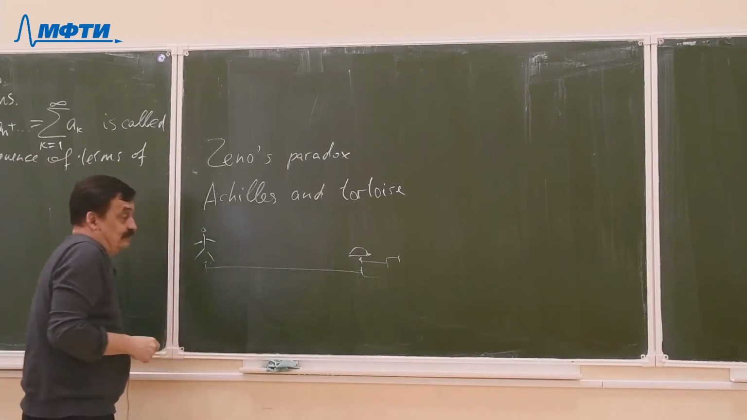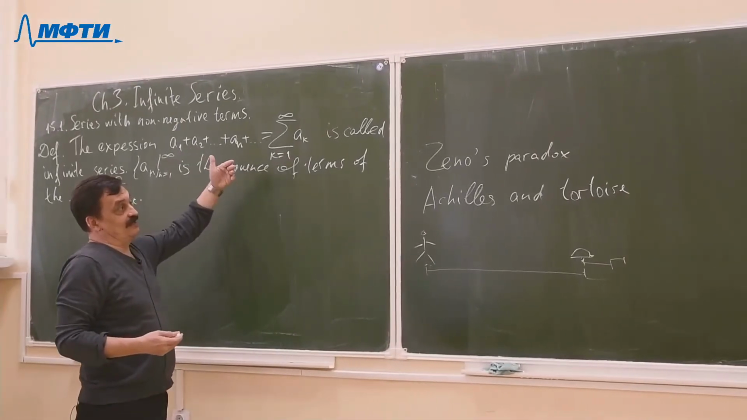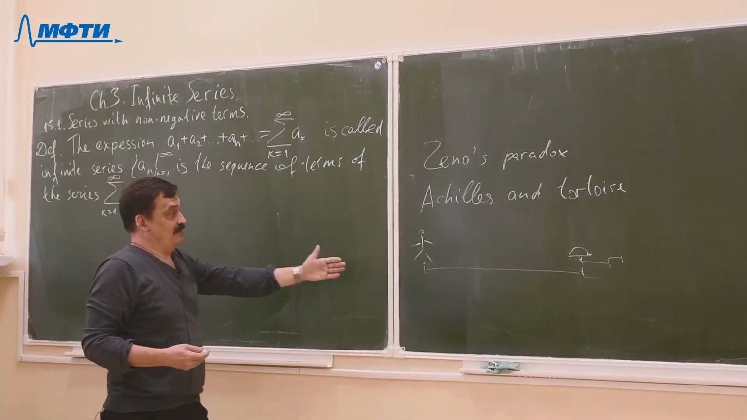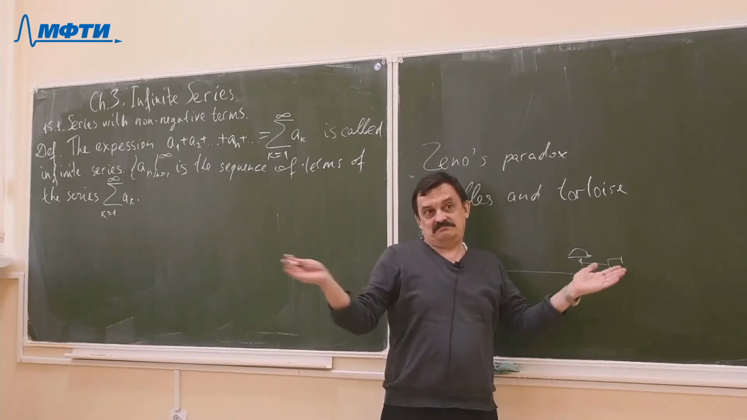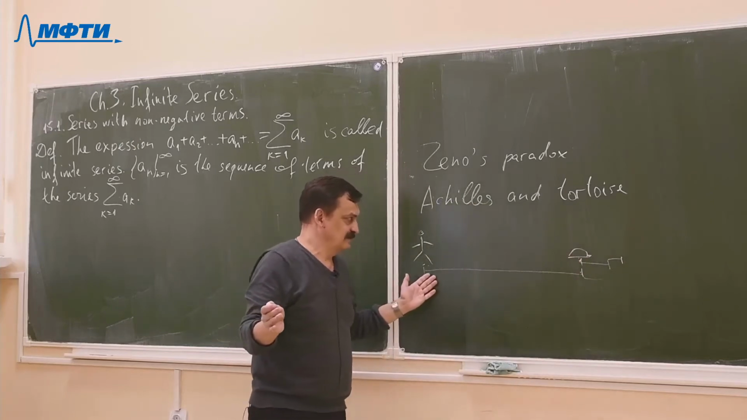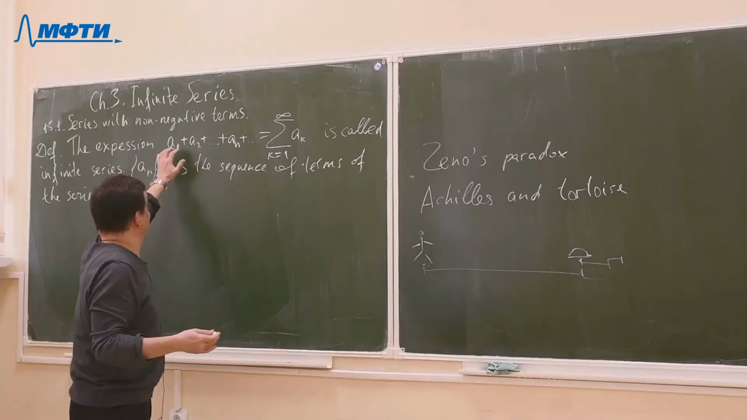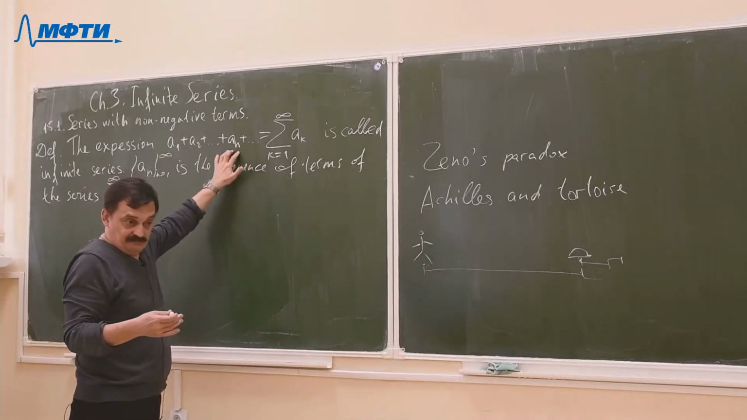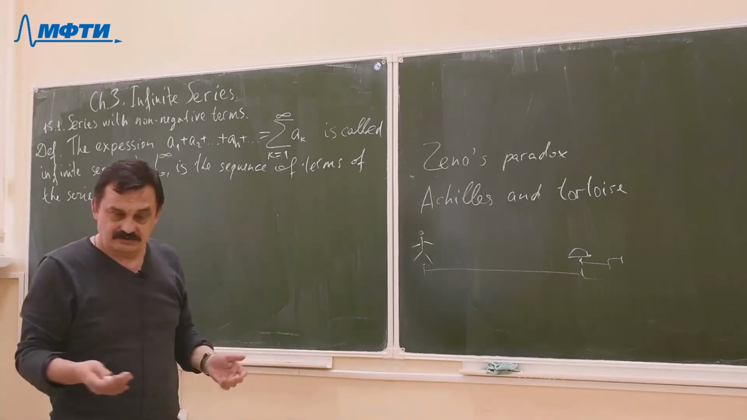Obviously, this is a paradox, and definitely in reality he will reach the tortoise. Why this paradox? How can we explain it? In fact, that is an example. Zeno's paradox says, okay, we have infinitely many terms, all of them are positive, hence it will never sum up. Why? It can be summed up. So it means this infinite sum may have a meaning. And now, which meaning?